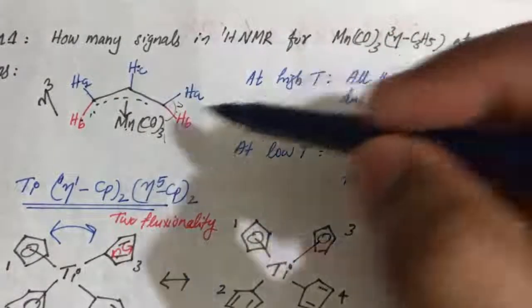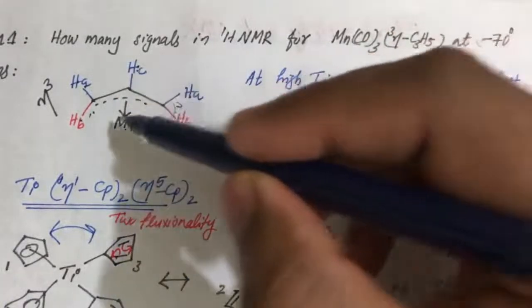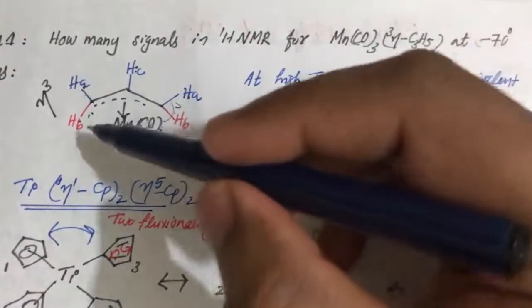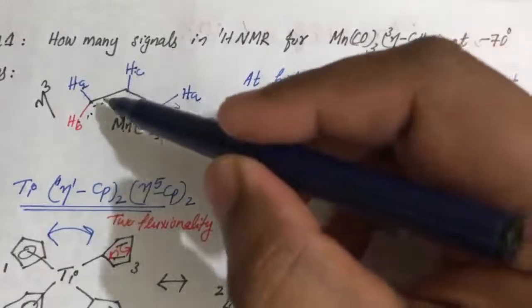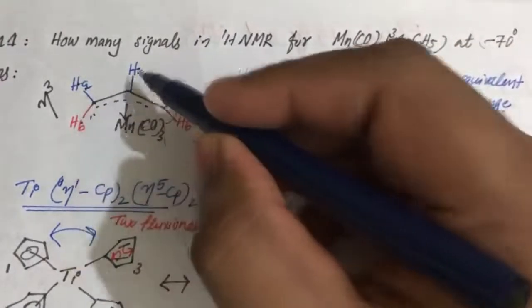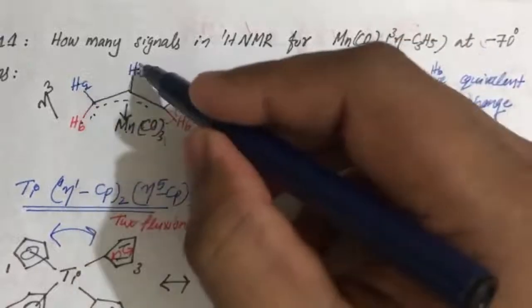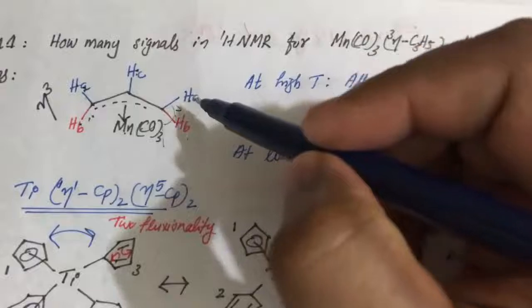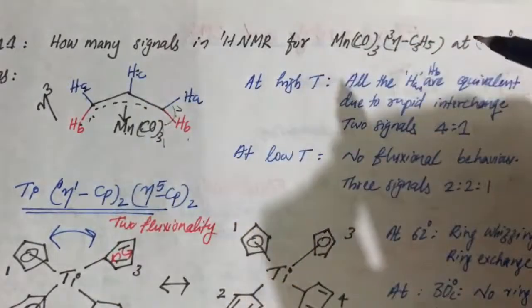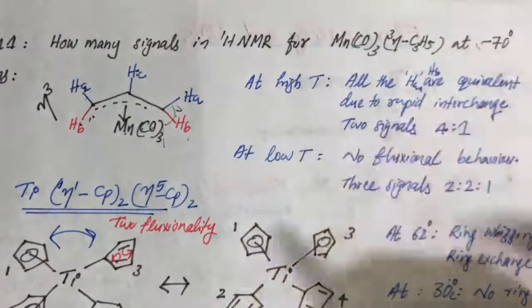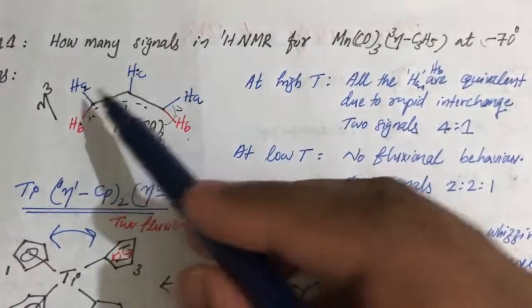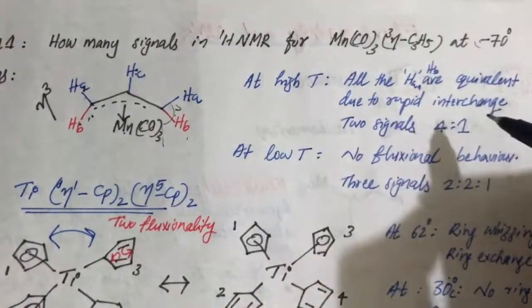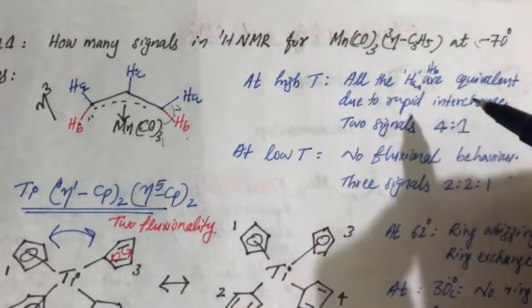So at low temperature this is rigid. There is no dynamics, it is static. That's why these HBs are different. They are anti with respect to HC, and HAs are syn with respect to HC. That's why you can have 3 chemical environments. That means you can have 3 signals corresponding to a 2:2:1 integration ratio. So it is a very important problem, and this kind of question may be asked.